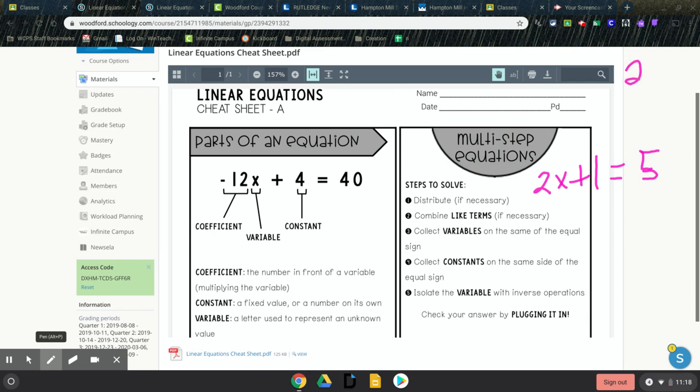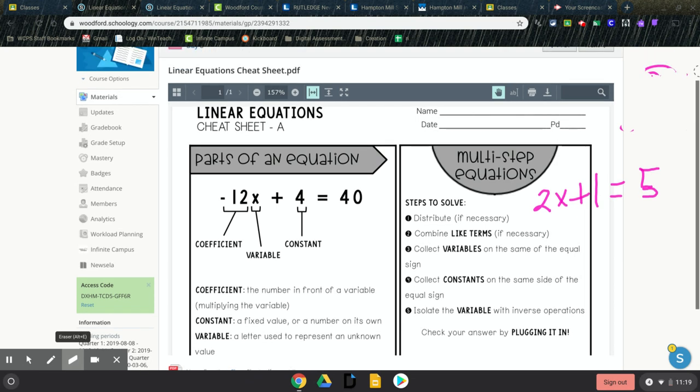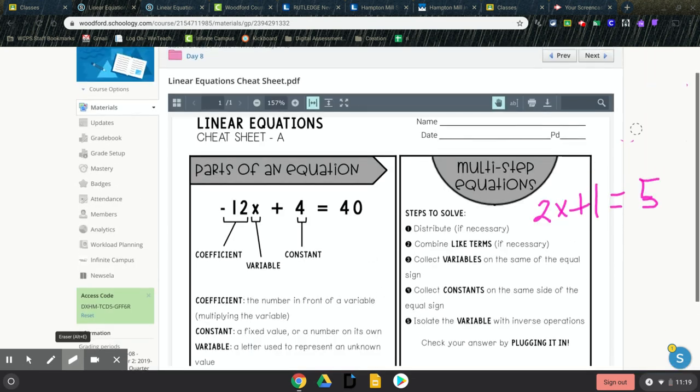Distribution is whenever you have something like 2(x plus 1), and you would need to distribute that 2 to make it 2x plus 2. But we don't have to do that in this particular one. The next thing it says to do is combine like terms. We do not have any like terms to combine in this case. That would mean that you had maybe something like 2x plus 3x on the same side of the equal sign, and you would make that 5x.